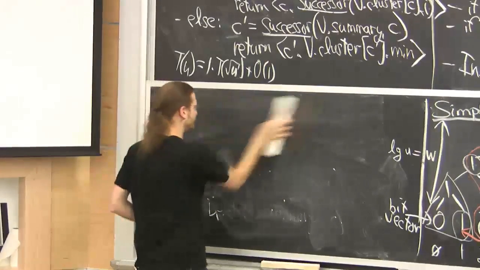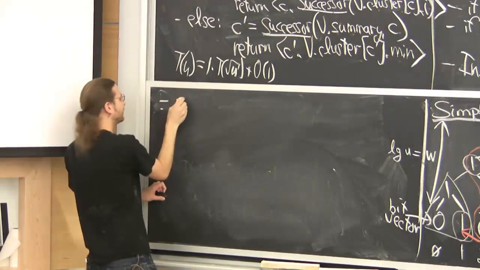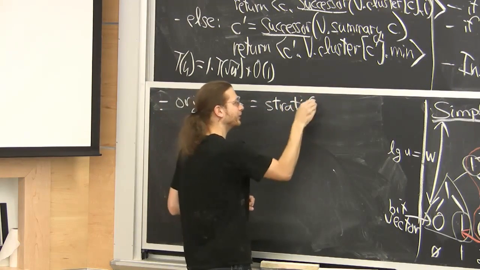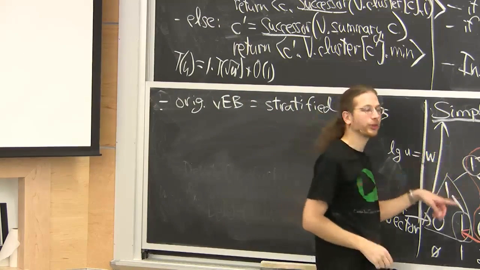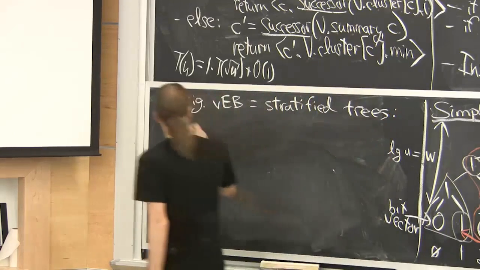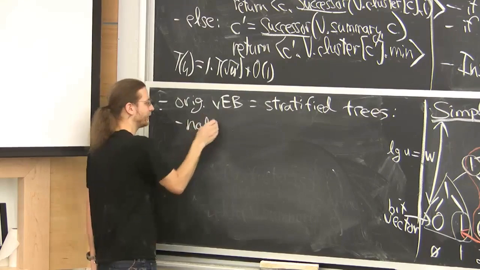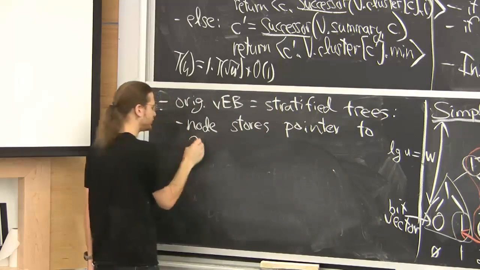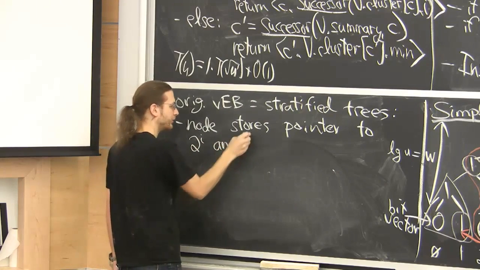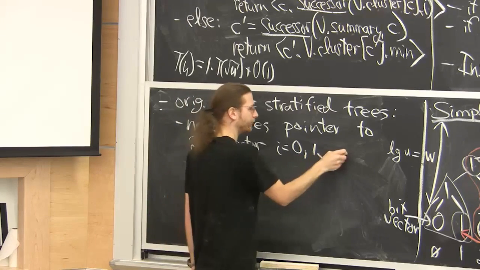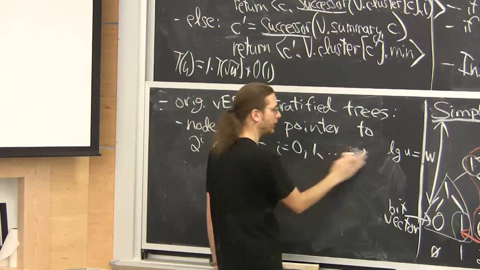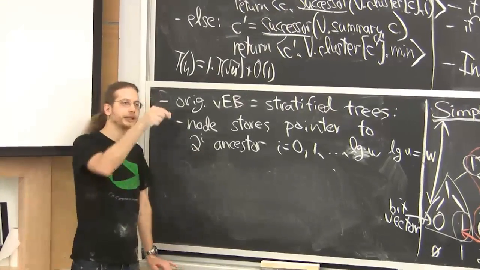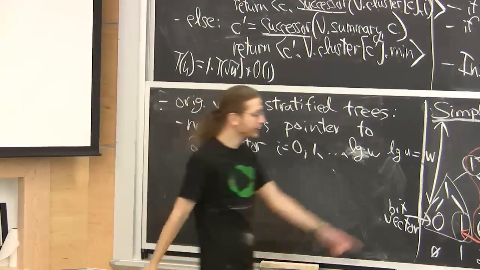So, call this original Van Emde Boas, which I'll call stratified trees. That's what he called it. It's basically this tree structure with a lot more pointers. So in particular, every node stores a pointer to the 2 to the ith ancestor, where i is 0, 1 up to log w, because there's the 2 to the i here. So you get the ancestor immediately above me, 2 steps above me, 4 steps above me, 8 steps above me. That's what I really need to do this binary search.